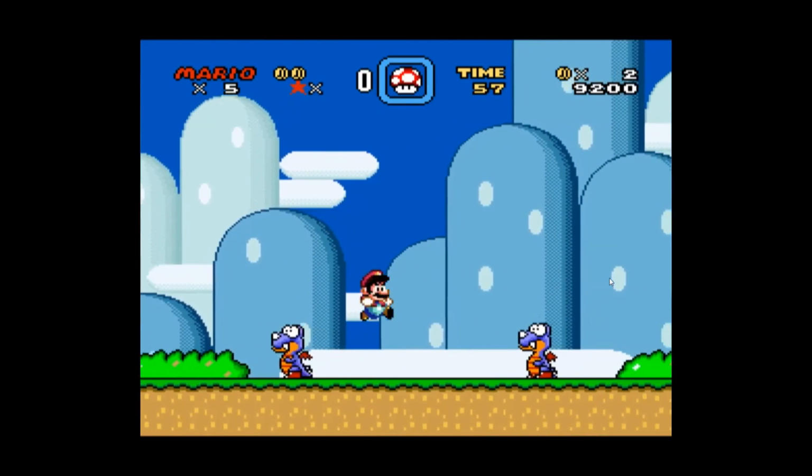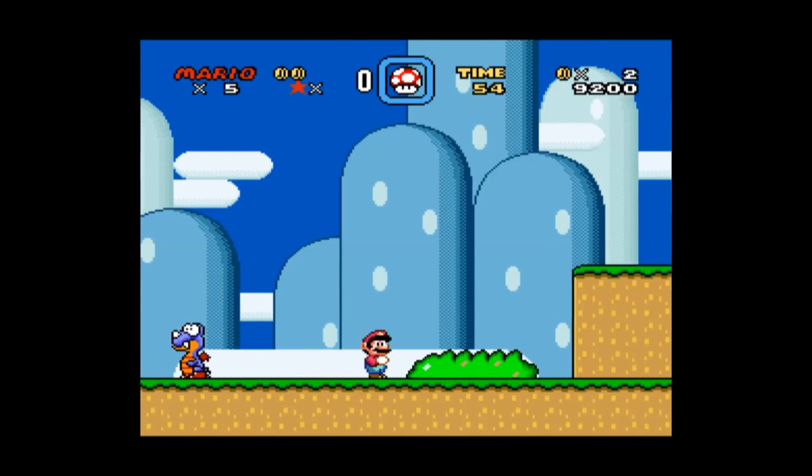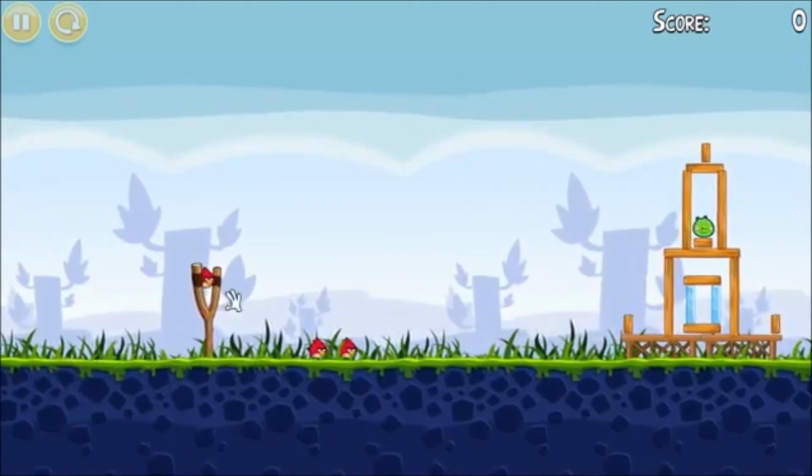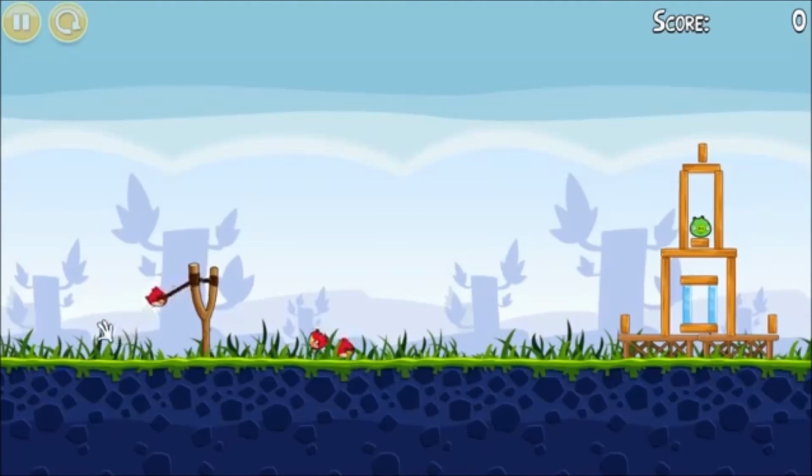Not only Mario, but parabolas and math in general can be seen in many different video games and can be very useful in the real world.